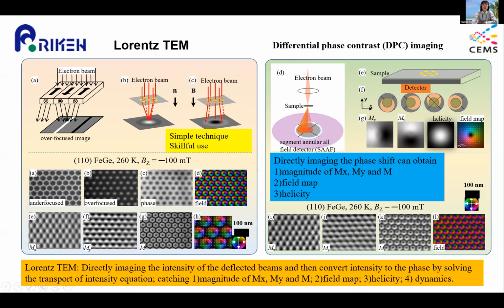Here I just want to emphasize, maybe there were many arguments at the SkyMag conference this year. Many people claim the Lorentz TEM is not useful, but I want to emphasize that if used skillfully, this technique is really powerful. In addition, other imaging techniques performed with transmission electron microscopy are quite hard; it's hard to probe the dynamics of topological spin texture. Later, I will show you how we skillfully use this Lorentz TEM.